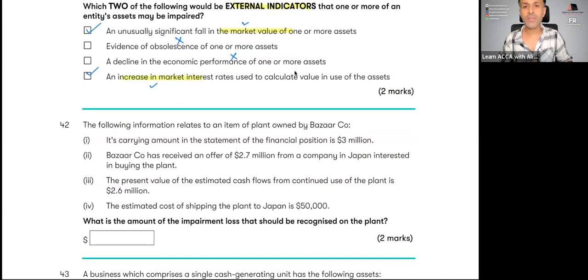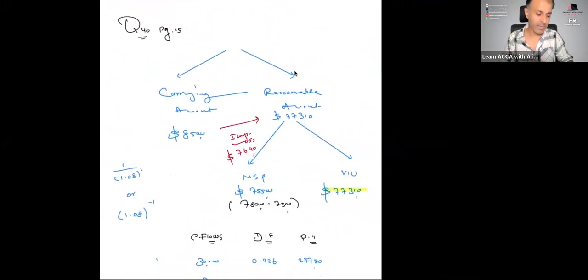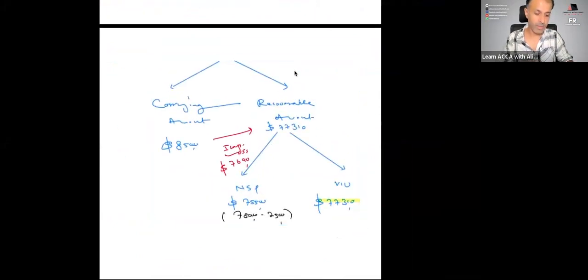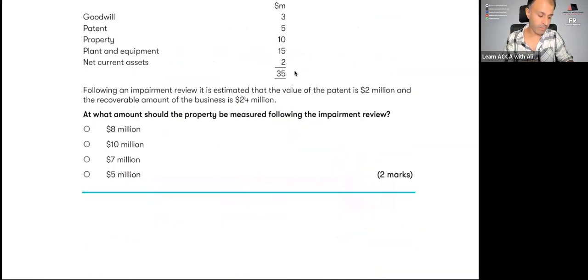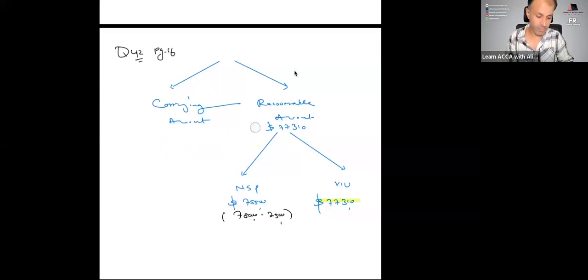The following info relates to the item of plant owned by Bazaar Company. So let's go on to this question the way we have done the previous one. It's to me like a simple question. Another one coming our way. Which question is it? It's question number 42 and on page number 16. Question 42, page 16. Let me rub off all of those figures.